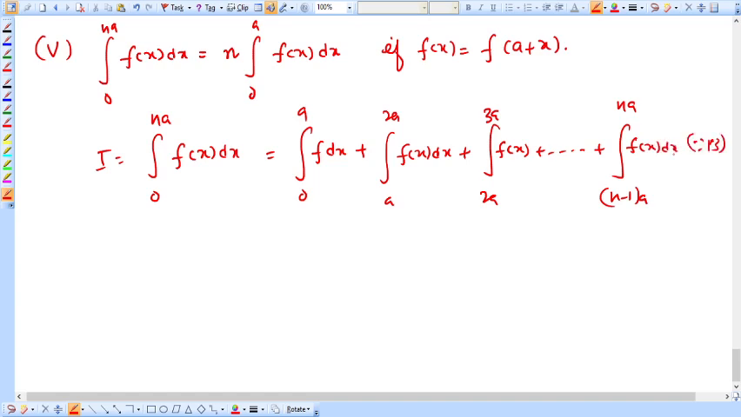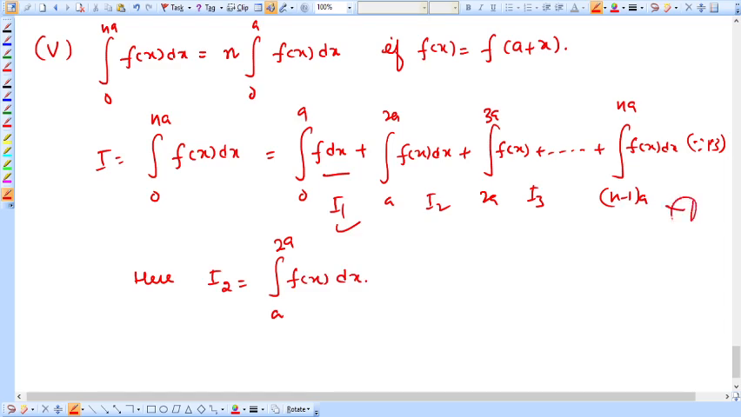You are going to write that property fully here. Okay, so now you calculate. Okay, this you don't need to calculate. Call this I1, call this I2, call this I3, and so on. Okay, so here I1 keep it as it is. Now try to calculate what is I2. Okay, so I2 is equal to a to 2a f of x dx. Okay, this is your I2. Okay, and also give this equation number 1.